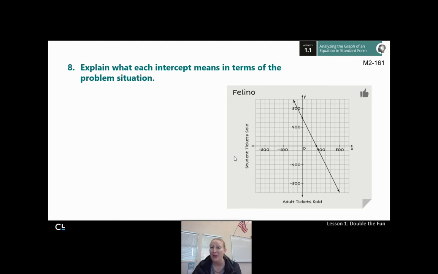Go ahead and hit pause to write it down. We did something similar earlier. Hit pause to write it down and hit play when you're ready to check your work.